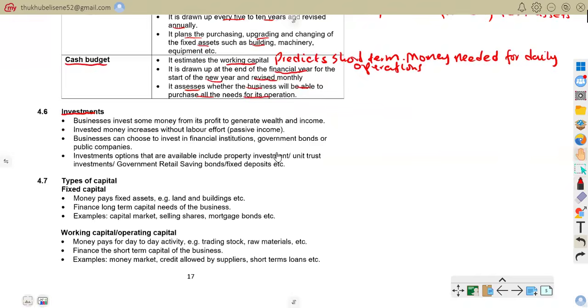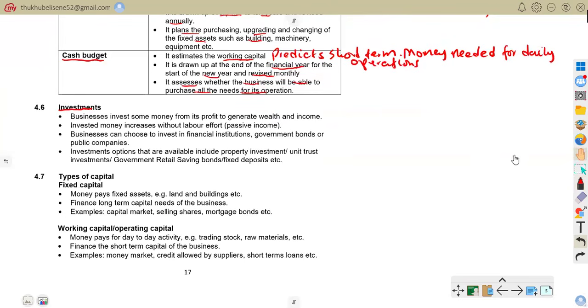Come to investment. Investment is when a business invests some money from its profit to generate wealth and income. It means that companies use leftover profits to create extra income. Invested money increases without labor effort.